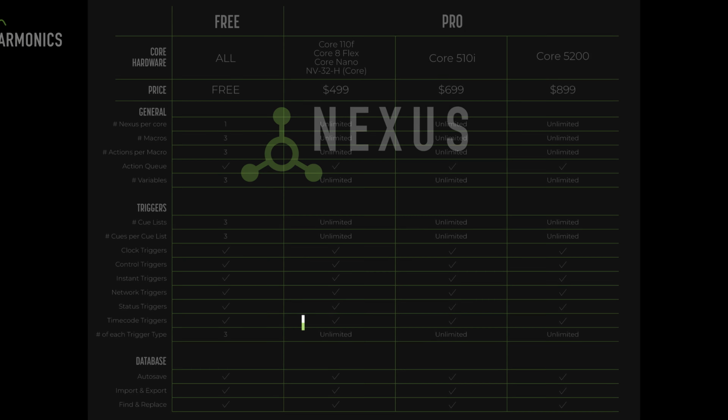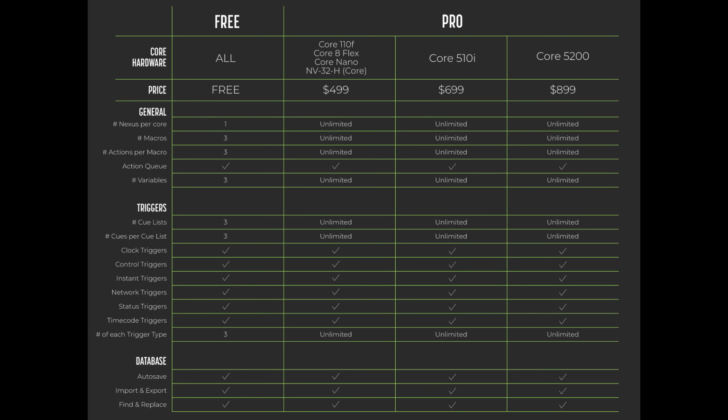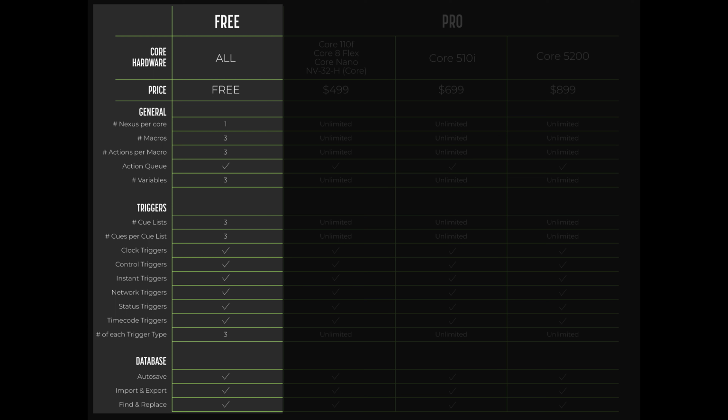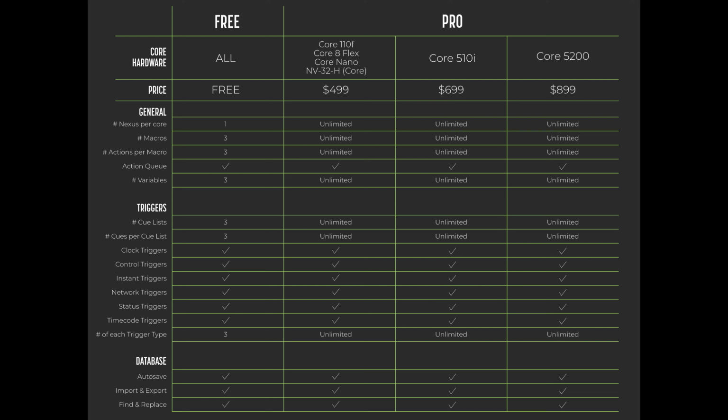There are two versions of Nexus, Free and Pro. The free version has every feature. However, it is limited to 3 of each kind of item. In other words, 3 macros, 3 clock triggers, 3 variables, etc. The free version is also limited to 1 instance of Nexus per core. The Pro version has none of these limitations. Otherwise, the two versions are identical.